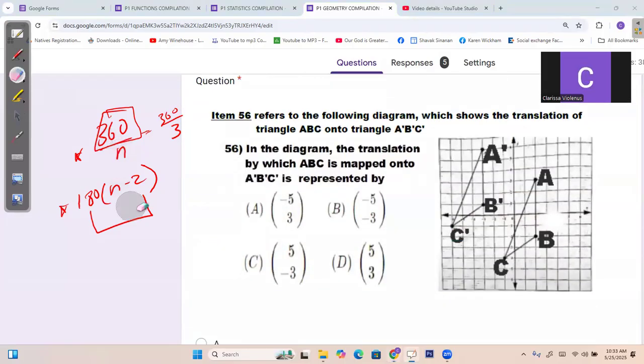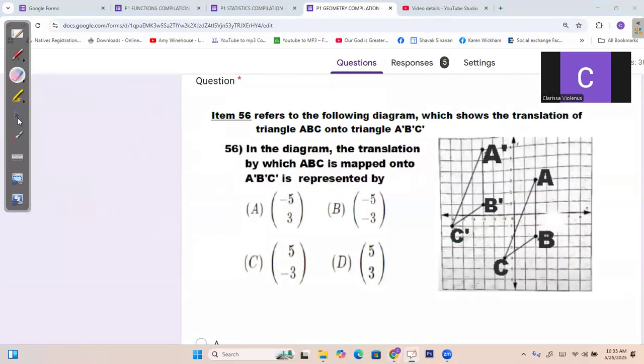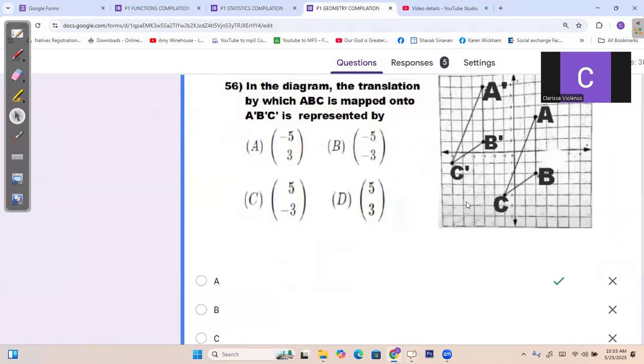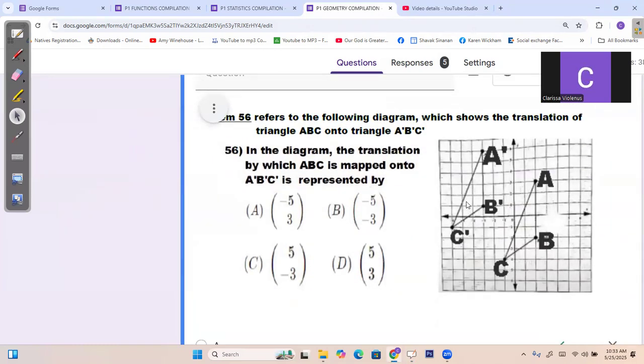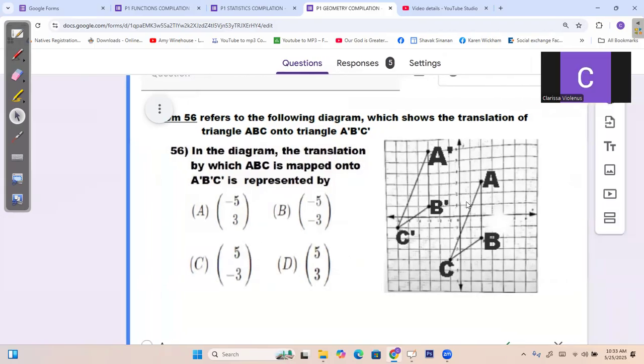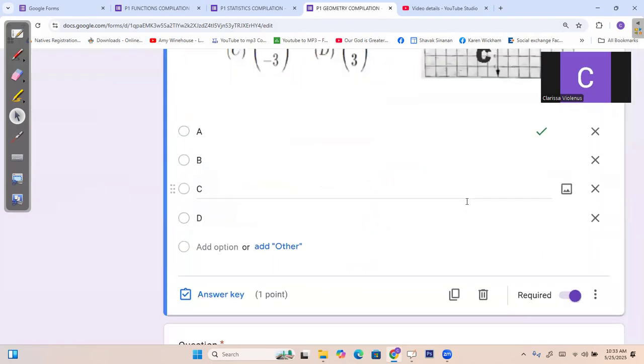All right. So we have here translation, this and this. So this is obviously a translation here. What's the movement? Look at A. So what is this? This is -3. That's 1, 2, 3, 4, 5. That's +5. And then it goes down. It goes down how much? 1, 2, 3. So +5, -3, the answer is C.